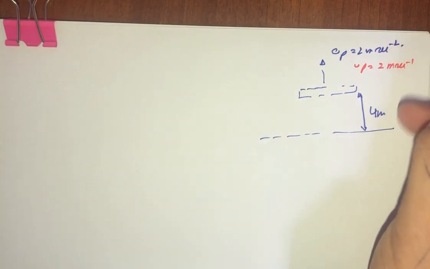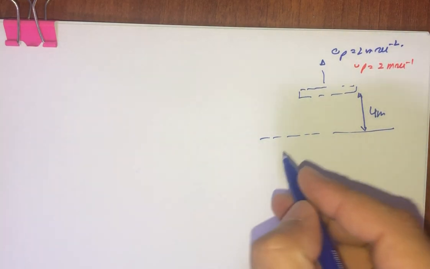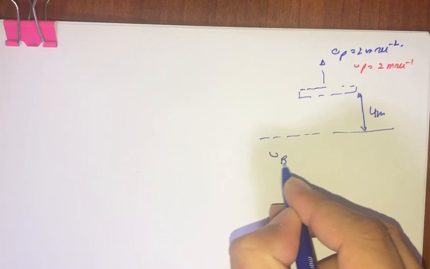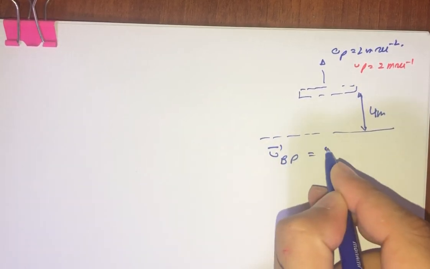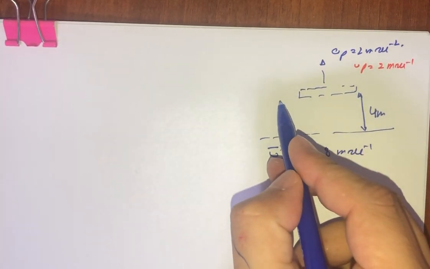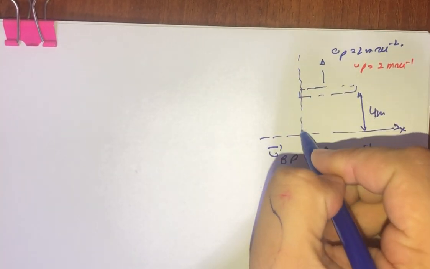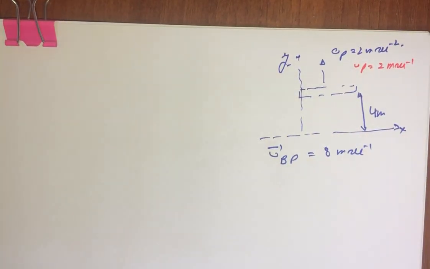The relative velocity of the ball with respect to the platform is also given as 8 meter per second. Let us suppose this is the x-axis, and in this direction it is considered as the y-axis.